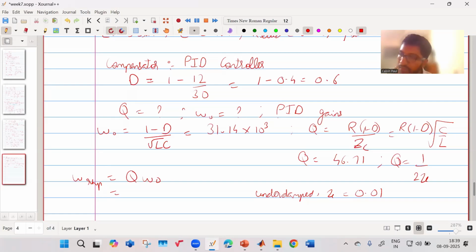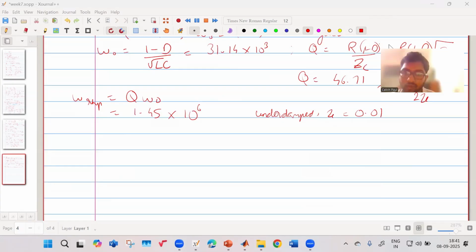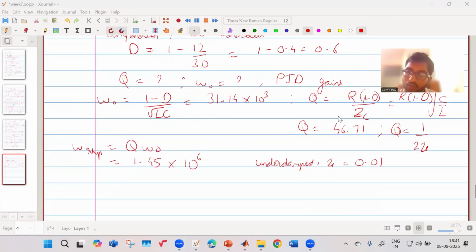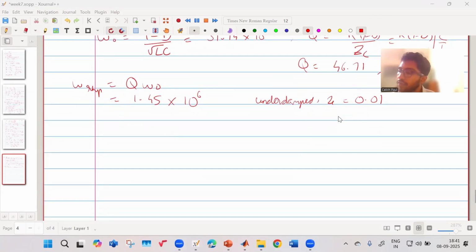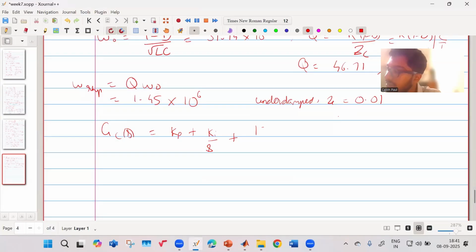1.45 into 10 power 6. Okay. Now we have got this omega RHP, we have got Q and omega naught. So what we will do now is we have to use a PID controller. Gc of s is Kp plus Ki by s plus Kd s into 1 plus tau d s.